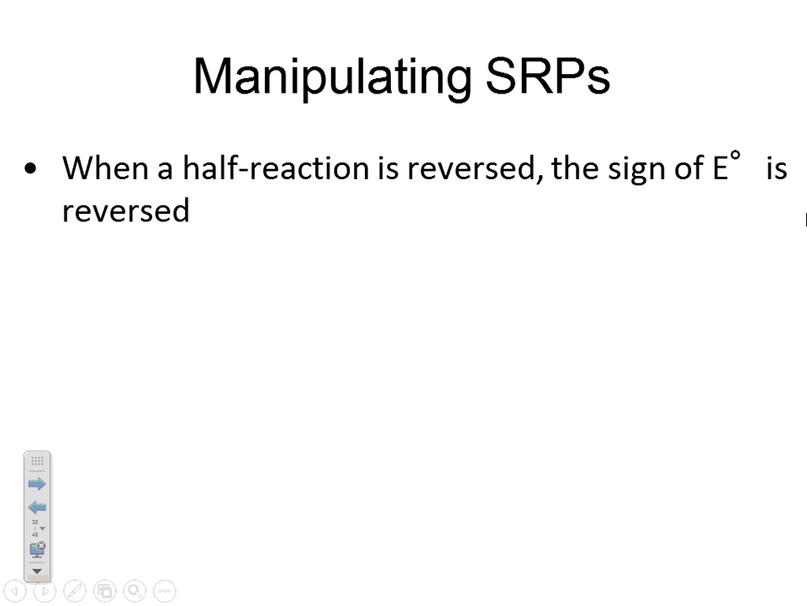Manipulating standard reduction potentials. If you flip a reduction half reaction around, you are going to get an oxidation half reaction, because the opposite of reduction is oxidation. When you do that, you have to flip the sign on your standard reduction potential. This should feel very familiar, right? You flip a reaction around, you flip the sign on delta G, delta H, delta S, etc., because we have an opposite process happening here. You flip E red, you get E ox, and you flip the sign. That's free and clear. That should feel very comfortable to you.